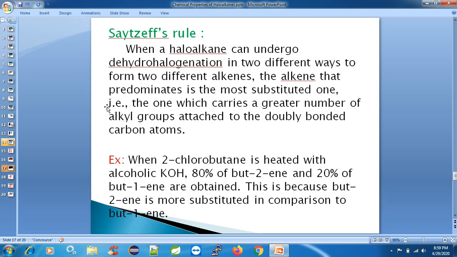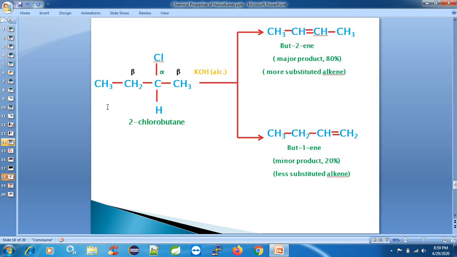But-2-ene is more substituted in comparison to but-1-ene. So that we can see by this reaction. Here, 2-chlorobutane is reacting with alcoholic potassium hydroxide.